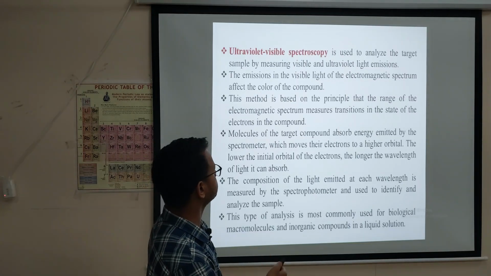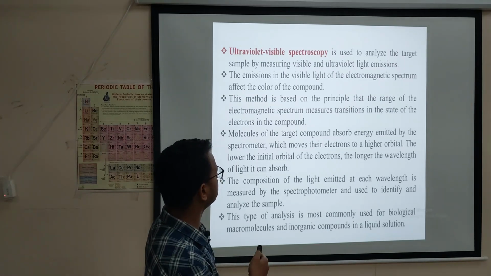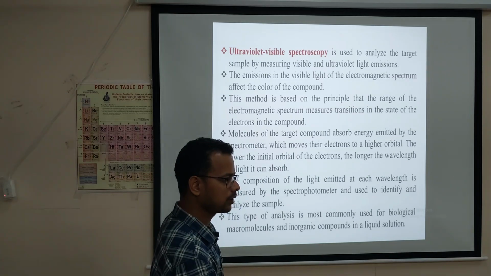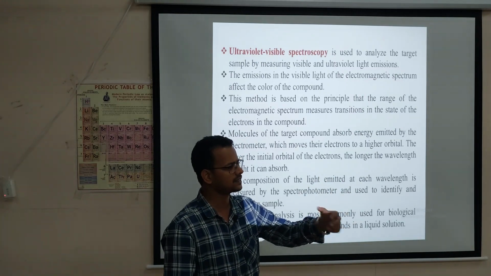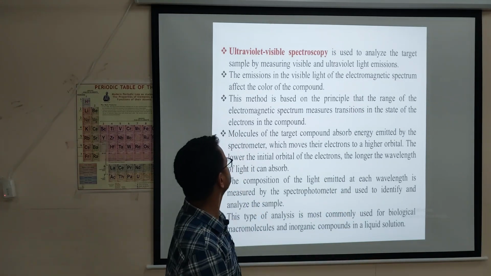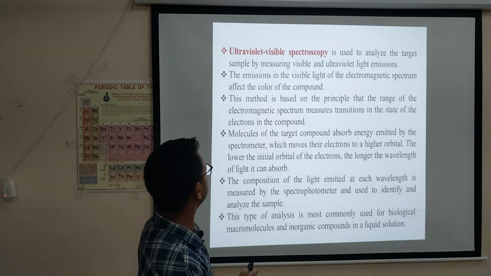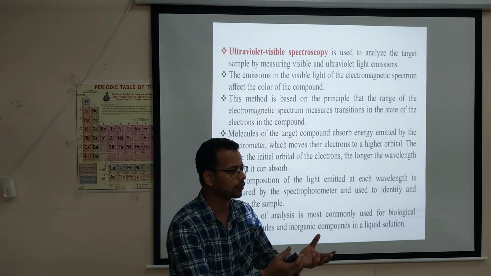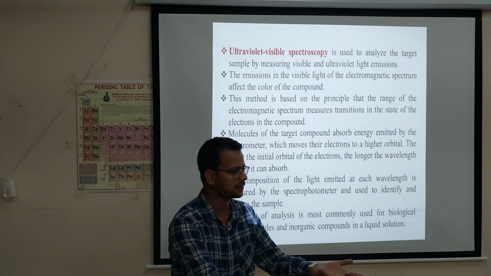Ultraviolet-visible spectroscopy is used to analyze the target sample by measuring visible and ultraviolet light. I have already told you about absorption and emission. On the basis of how much light it emits, we can calculate how much light it absorbs. Yes or no? The emission in the visible light of the electromagnetic spectrum affects the color of the compound. Suppose we take different colors of compound. One is zinc oxide, it is white. It will reflect 100% light.